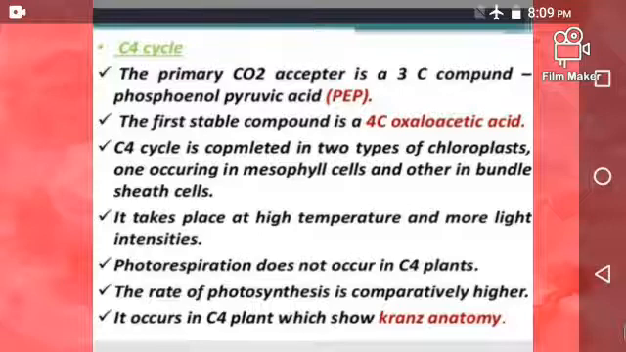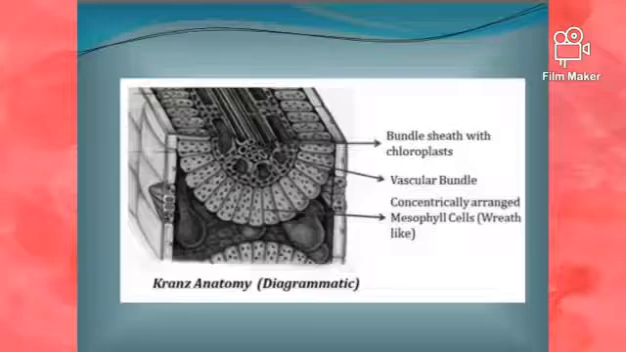And this C4 pathway requires 2 chloroplasts, that is chloroplasts of mesophyll cells and chloroplasts of bundle sheath cells. First the reactions are completed in mesophyll cells, then they will be continued in the bundle sheath cells. In this picture you can see the Kranz anatomy clearly. Around the vascular bundle, the bundle sheath cells are closely arranged. You can clearly observe chloroplasts in the bundle sheath cells as well as in the mesophyll cells.